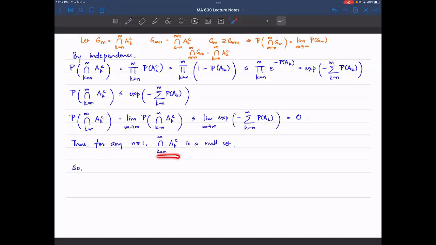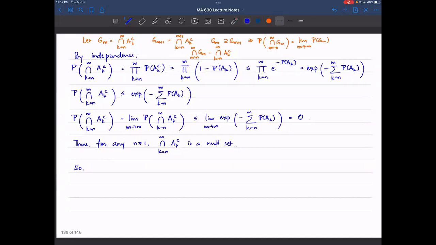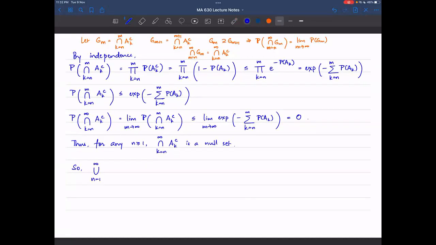So if I take the union of all such guys over all n's, I will still have a null set. So the union n going from 1 to infinity, intersection k going from n to infinity, A_k complement is a null set. In other words, the probability of the union n going from 1 to infinity, intersection k going from n to infinity, A_k complement is 0.